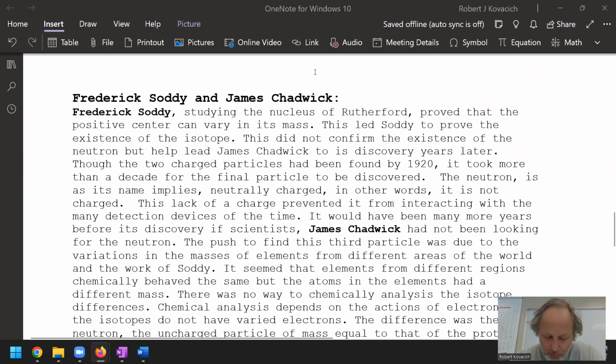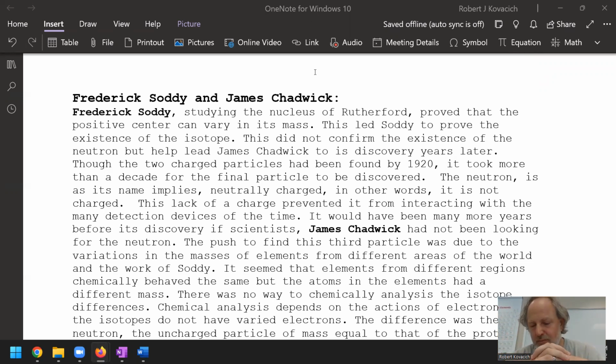Soddy was the one that pushed Rutherford into understanding that there was something else going on inside the nucleus. And James Chadwick was the person who came up with the idea that the neutron existed. So for a very long time, about 30 years, the existence of the neutron was unknown. I've got a positive part of the nucleus and I've got a negative part of the nucleus. Why do I need a particle that's not charged?